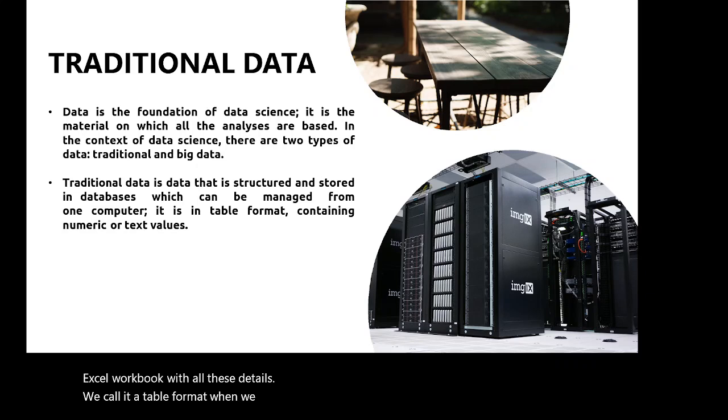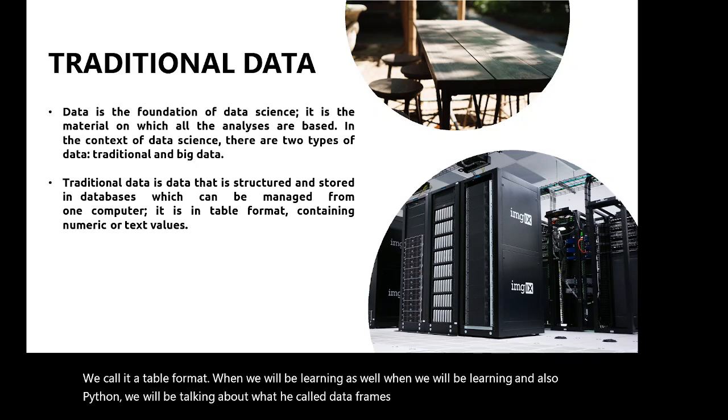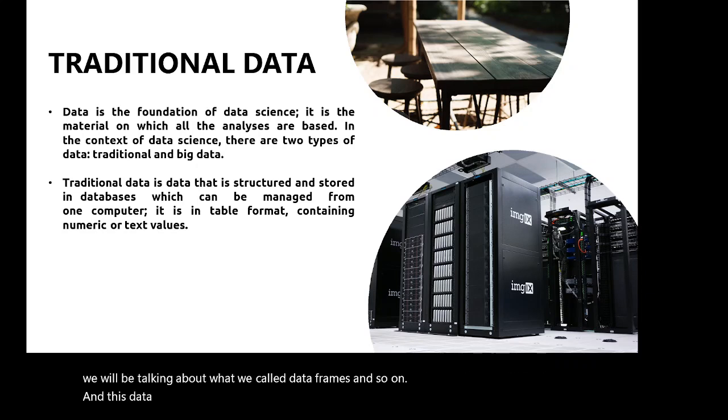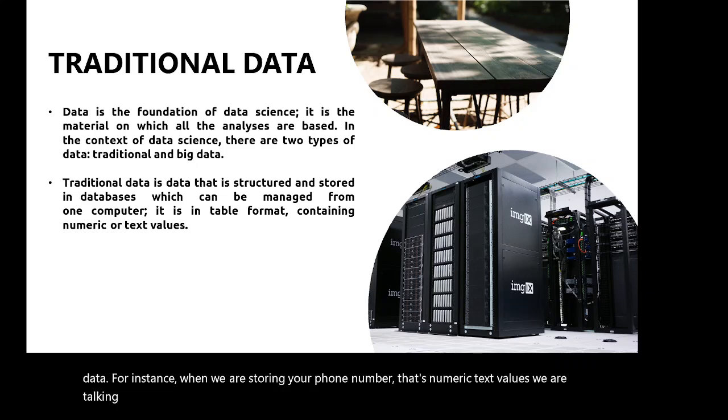When we will be learning R and also Python, we will be talking about what we call data frames and so on. And this data contains either numeric or text values. When you are talking about numeric data, for instance, when we are storing your phone number, that's numeric. Text values are maybe your name and so on. So that is traditional data.